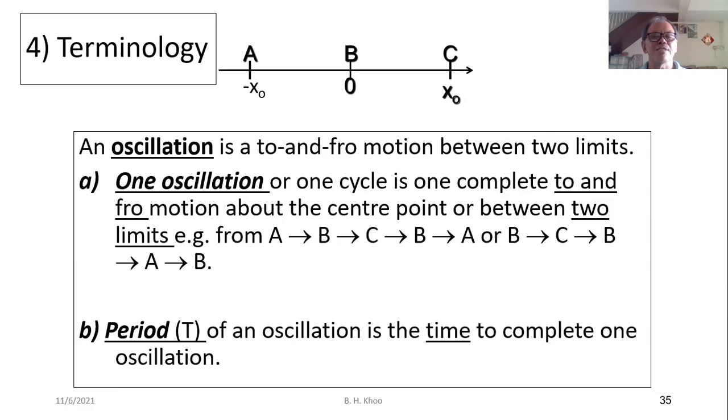And then the time to start from the same point and go back to the same point is called a period. So one oscillation is similar to period, technically, right?